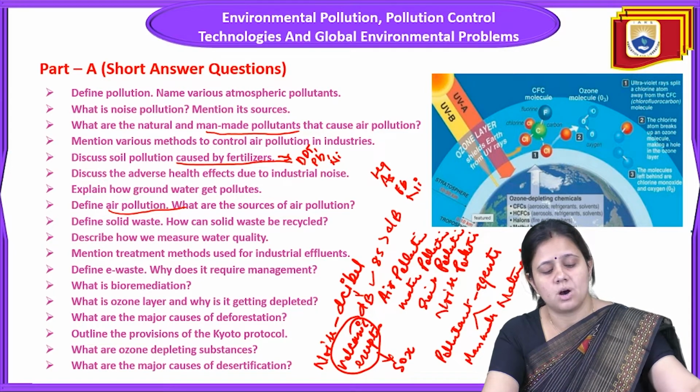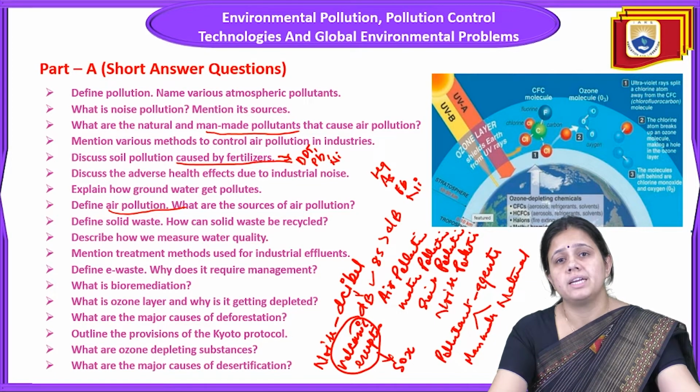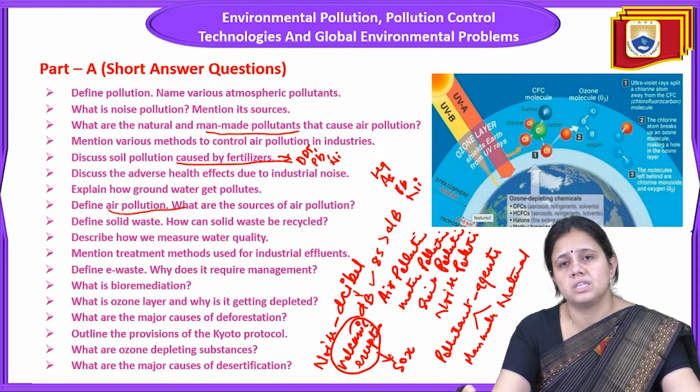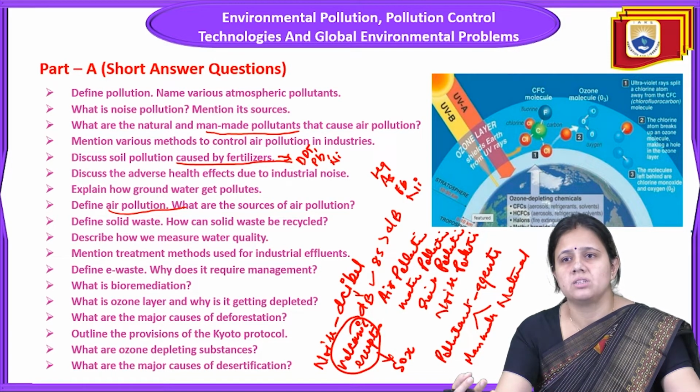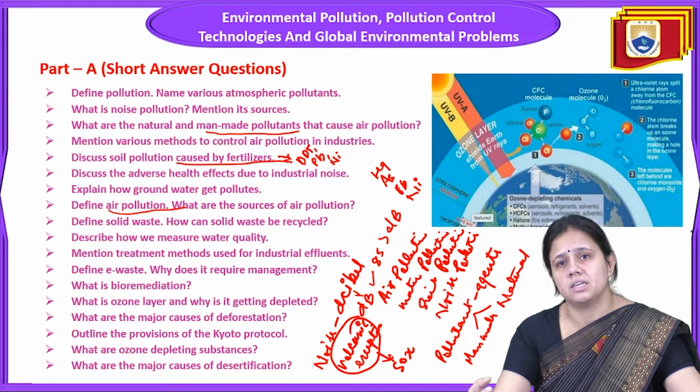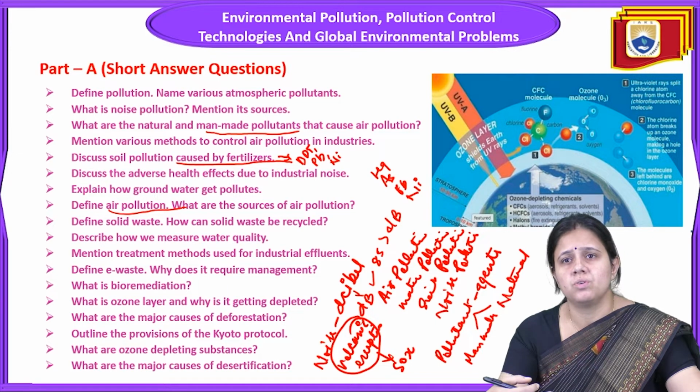Define solid waste. How can solid waste be recycled? Solid waste we can define as those things that have been discarded and will not be used again. And what is the recycling of solid waste? It means waste that we can recycle, that we can reuse for our different purposes, is called recycling of waste.